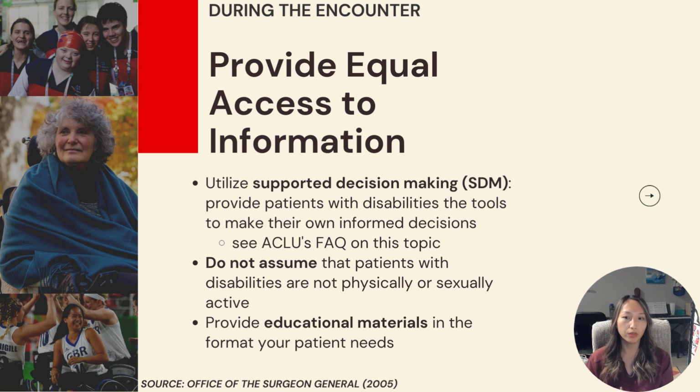And so this includes involving their designated supporters who can provide them with additional information and perspective, as well as things like plain language in our written documents so that they can understand it better. And I'm going to include a link to the ACLU FAQ on this topic that I thought was really helpful and gives specific examples.